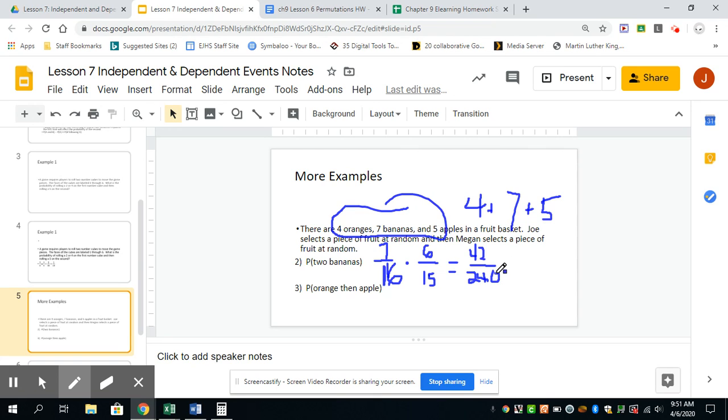So one of the easiest ways to reduce this would be just to cut those in half. So that would be 21, and this would be 120. But then I also know that this goes into 3, and this goes into 3 as well. So this is going to be 7 over 40.